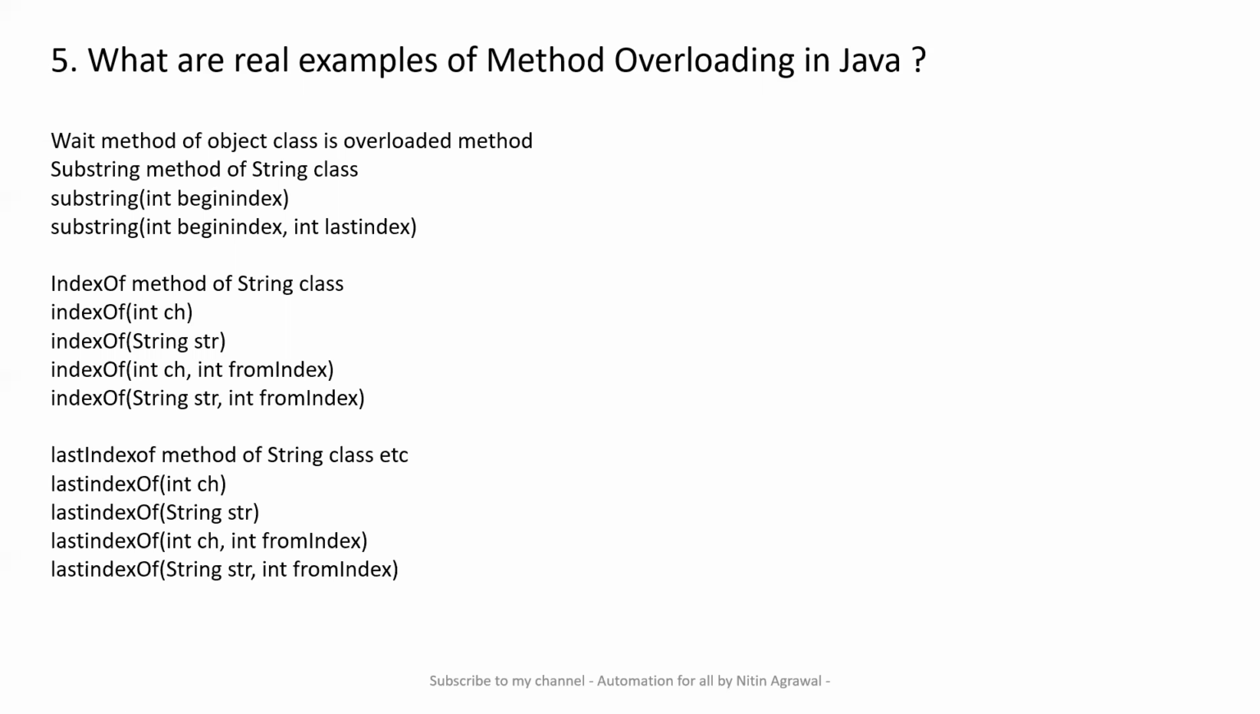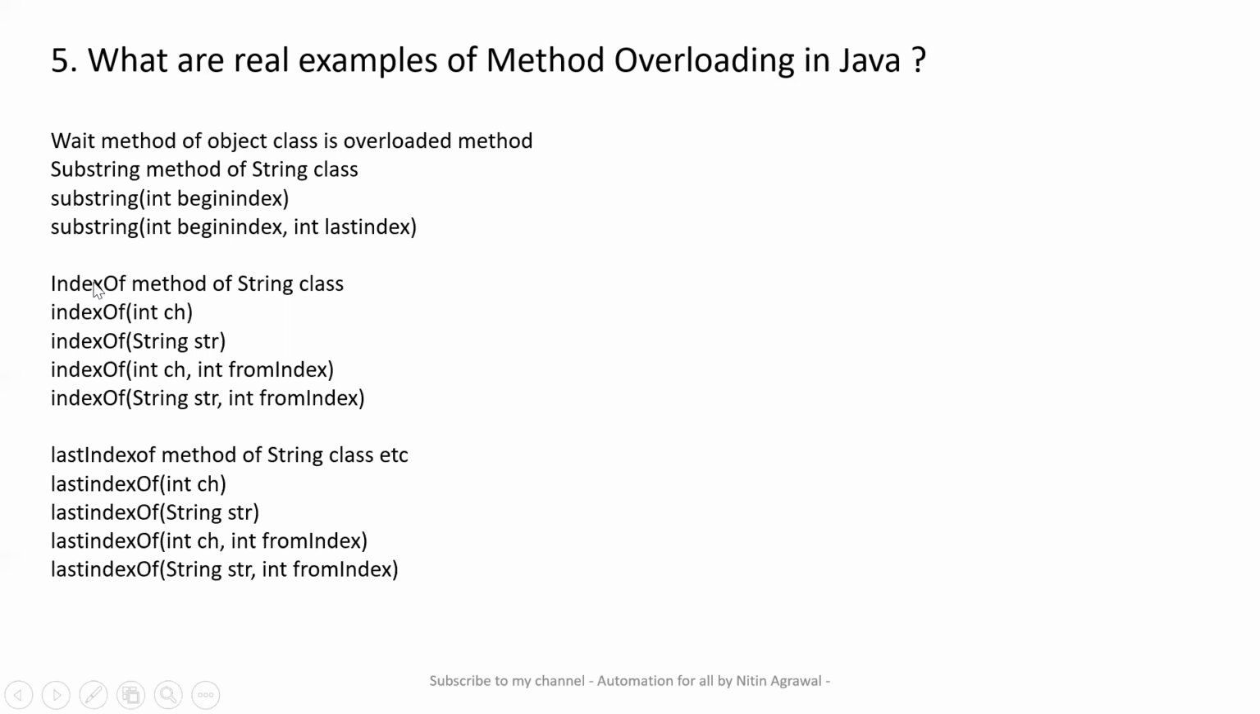Right? And next is we have a couple of methods in string class like substring method. Substring method is having one parameter, that is just a begin index, and substring method is having two parameters. First is begin index and the last index.